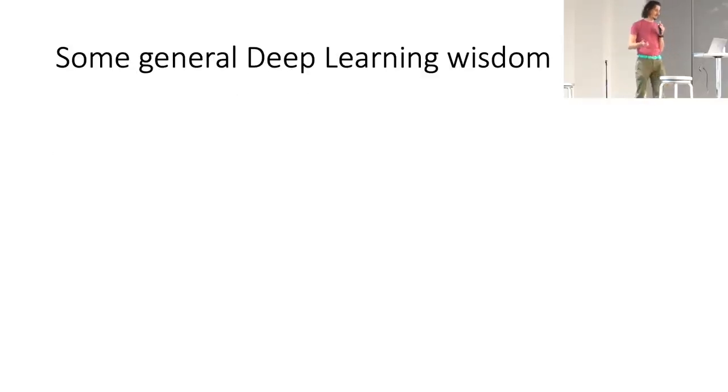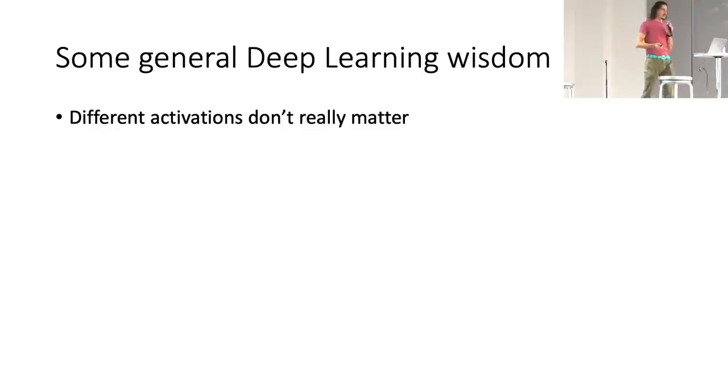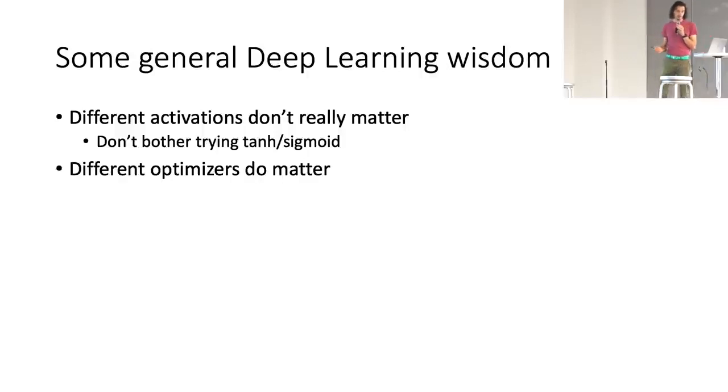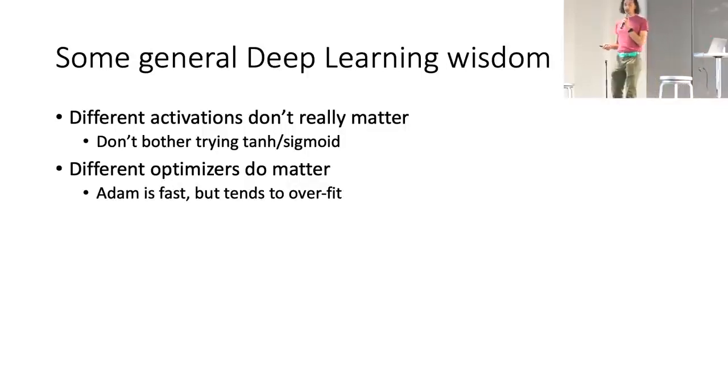And so this brings me to a little aside about general deep learning wisdom. If you're designing a new network for whatever reason, don't bother messing with different kinds of activations. Don't bother trying sigmoid or tanh. They're probably not going to work out very well. But different optimizers do matter. Adam is a great place to start. It's super fast. It tends to give pretty good results.